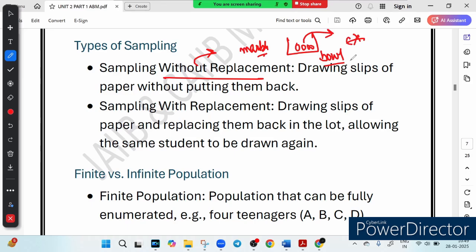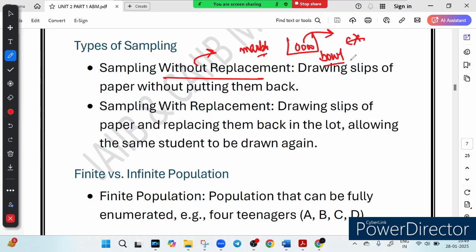Simple, right? Imagine that you have taken one marble outside of this ball and you are not putting that marble back into the ball. So can you tell me whether that particular marble can be drawn again? It cannot be drawn again because it has not been put back into the ball.